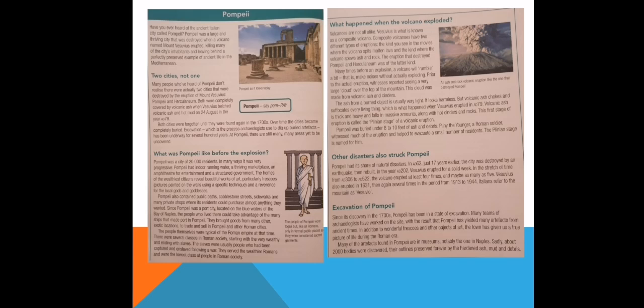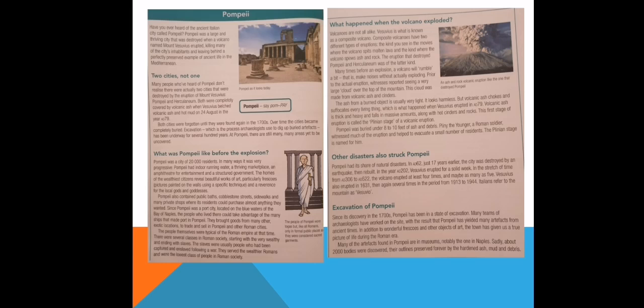There were several classes in Roman society, starting with the very wealthy and ending with slaves. The slaves were usually people who had been captured and enslaved following a war. They served the wealthier Romans and were the lowest class of the people in Roman society.